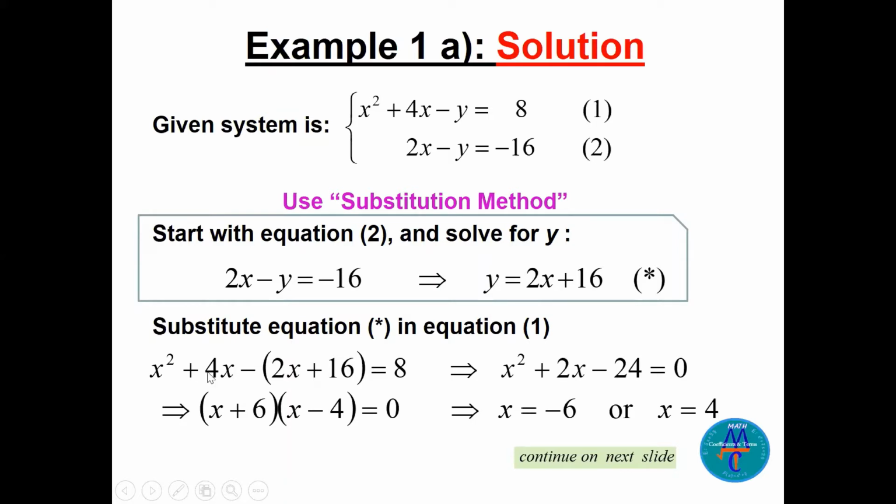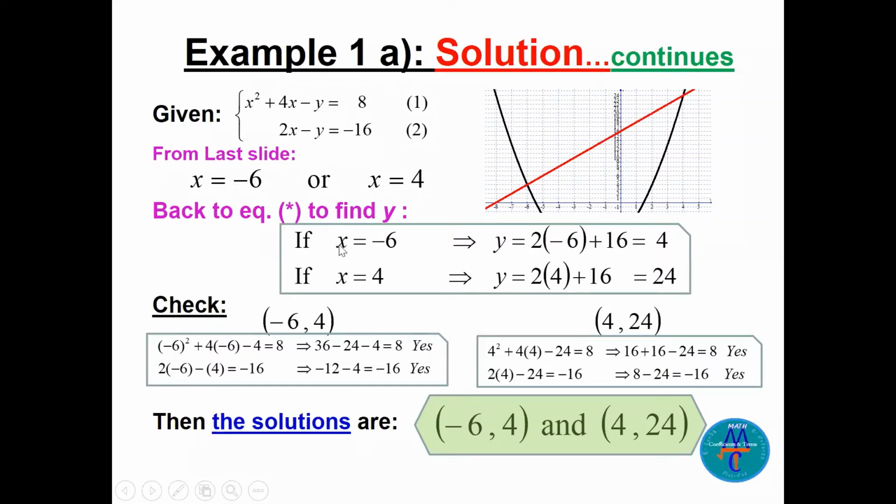Now we can substitute this equation star in equation number 1. So we have x squared plus 4x minus, you need a bracket here, 2x plus 16, that's the y there, is equal to 8. Simplify the equation: 4x minus 2x is 2x, minus 16, and there is a minus 8 from there, minus 24. Factor it: (x plus 6)(x minus 4), we have two values for the x. Now, to find the y, just go to star here. If x is minus 6, we put it in the star, then y will be 4. And if x is 4, we put it in the star equation, then y will be 24. So we have 2 points of intersection, (minus 6, 4) and (4, 24).